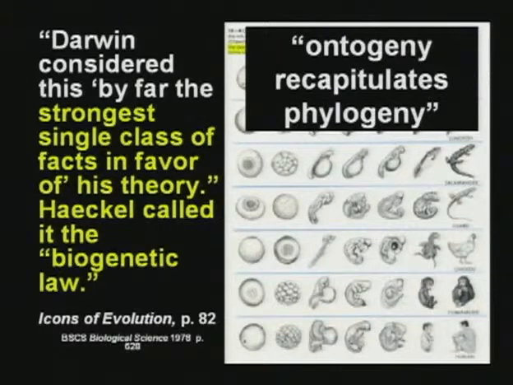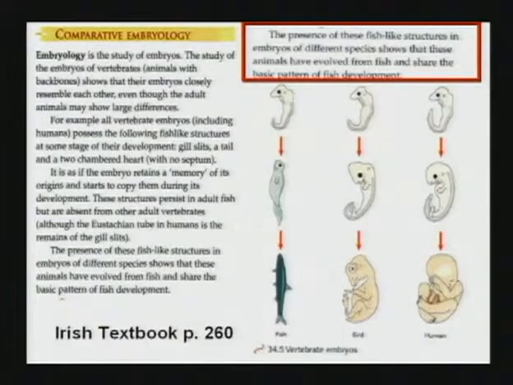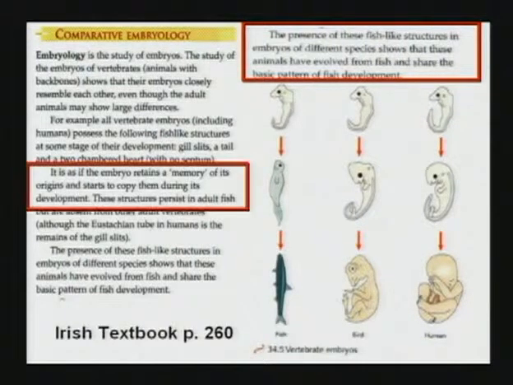Well, ontogeny is the growth of the baby. It goes through stages, okay? Recapitulates means it reenacts or does over again. Phylogeny is the evolutionary sequence. This Irish textbook says, the presence of fish-like structures in embryos of different species shows these animals have evolved from fish and share the basic pattern of fish development. It's as if the embryo retains a memory of its origins and starts to copy them during its development. That's the ontogeny recapitulates phylogeny.